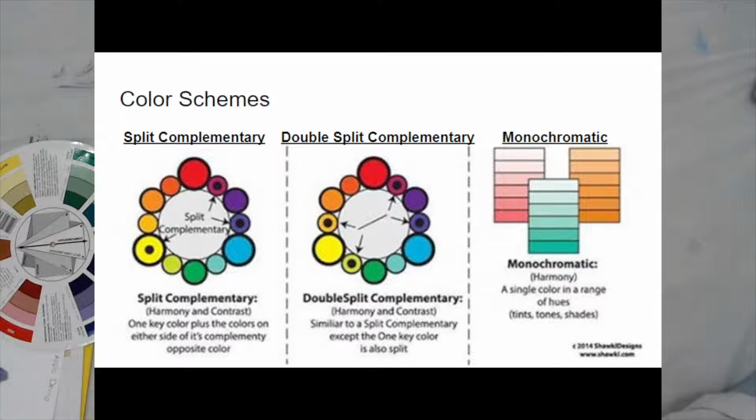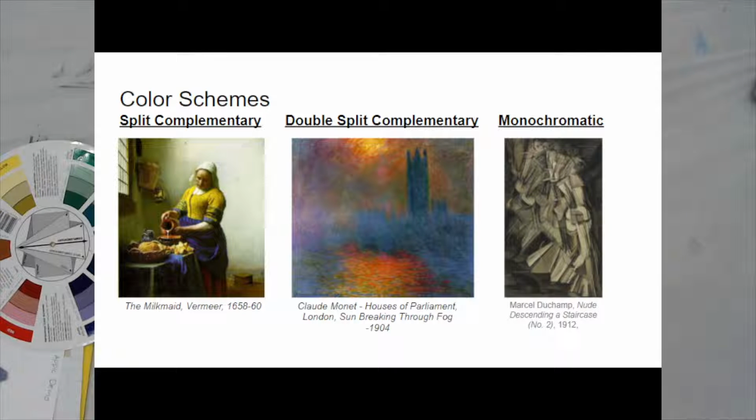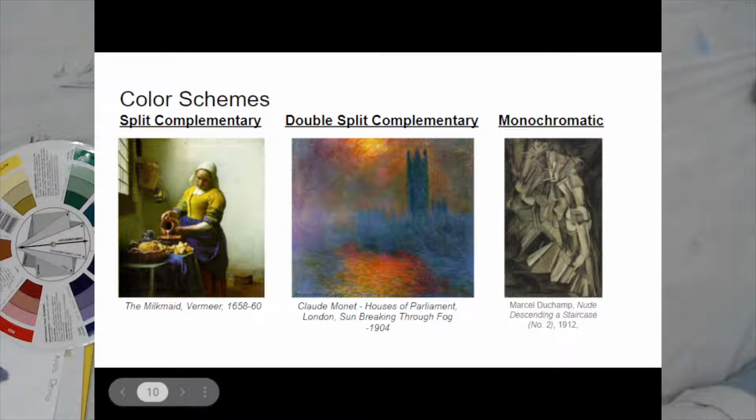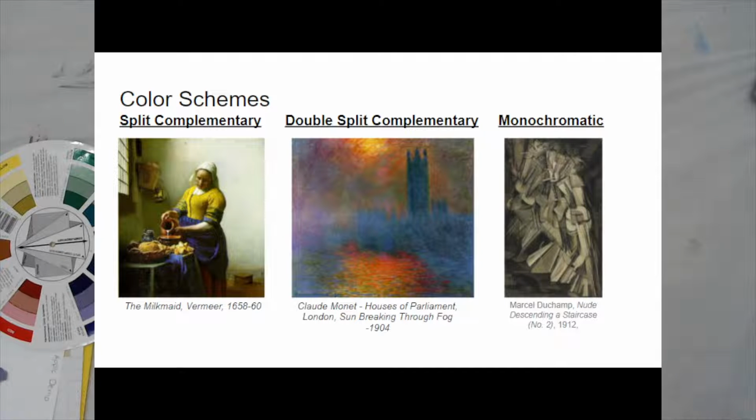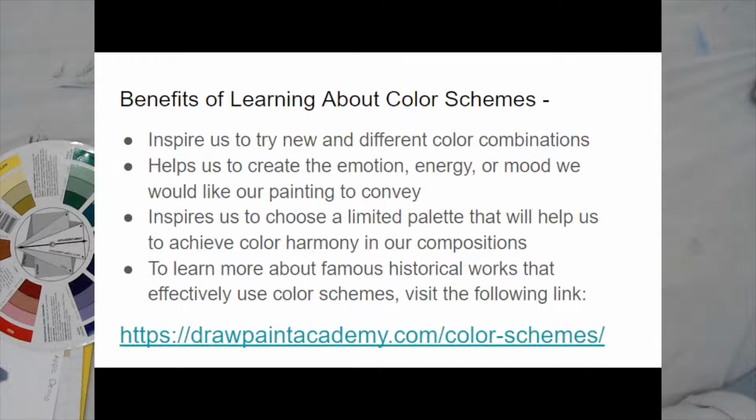I'm going to switch to the next page, and you'll see that we have famous works of art that reflect those color schemes. For the split complement, here's The Milkmaid by Vermeer. For a double split complement, we have Monet's House of Parliament. And then for monochromatic, I picked Marcel Duchamp's Nude Descending a Staircase. It has both tints and shades with the one color, which makes it a great example to show you.